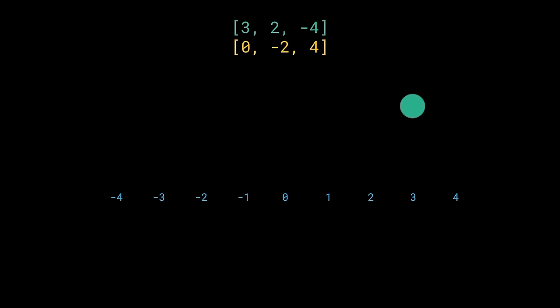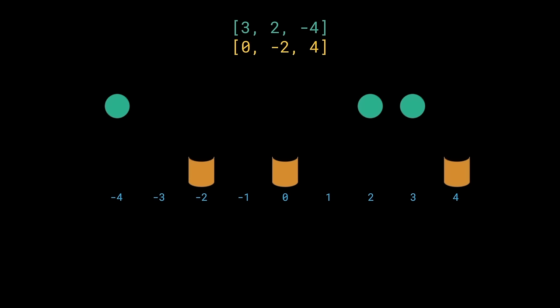So there's a mice that exists at position 3, another mice at position 2, and one more mice at position minus 4. Then we have three holes, one hole at 0, one at minus 2, and one at 4. Pretty simple, right? The problem setup is pretty simple. Now what's the greedy solution over here? What is something that you can do greedily?